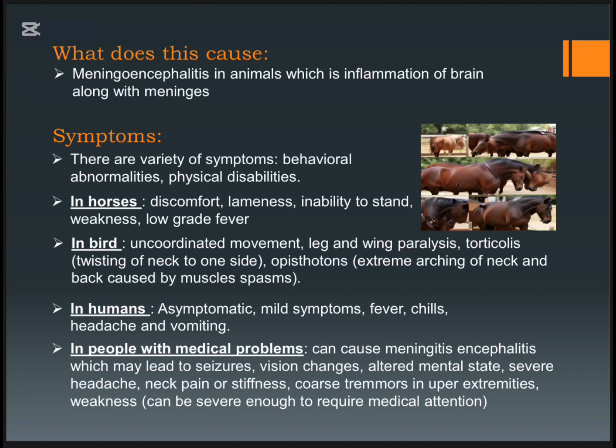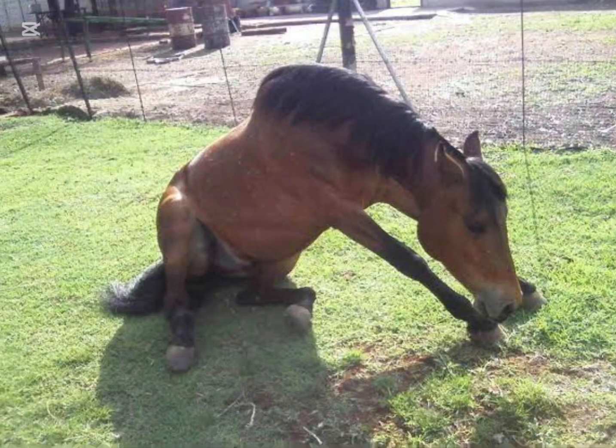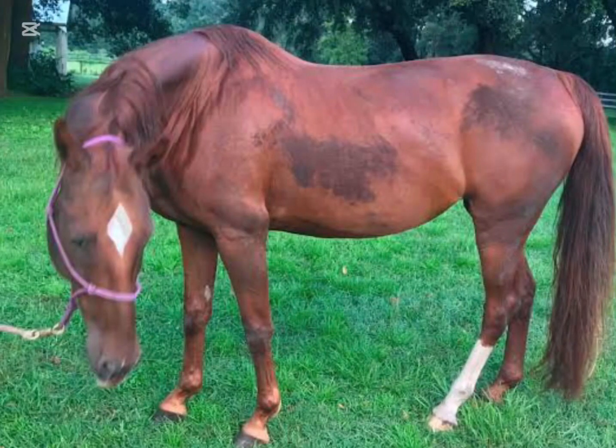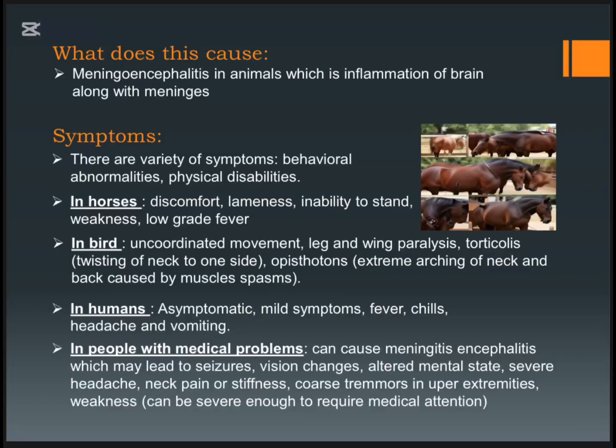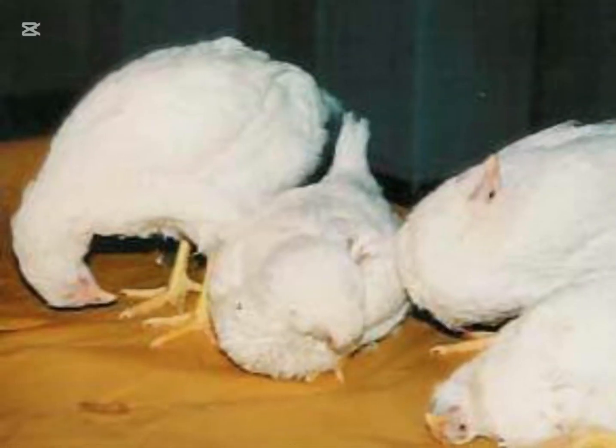Talking about symptoms, different animals have different symptoms. Some are behavioral and some are physical. So we will discuss them one by one. First of all, in horses, there are symptoms like discomfort, laziness, lameness, dizziness, weakness, inability to stand, and low-grade fever. In birds, there are symptoms like uncoordinated movement, paralysis of wings and legs, torticollis, which is twisting of the neck to one side, and opisthotonus, which is extreme arcing of the neck and back due to muscle spasms.